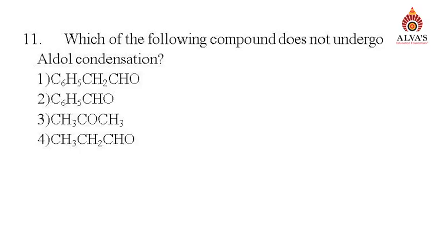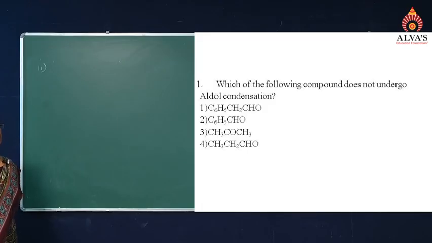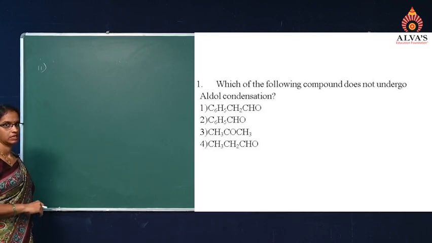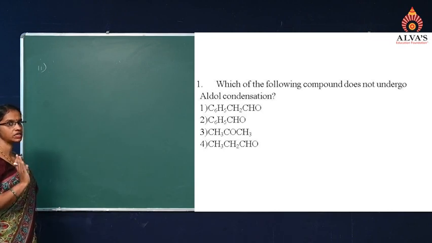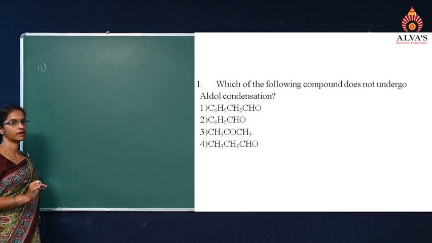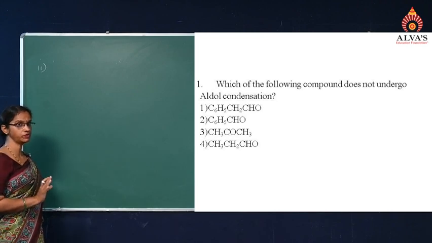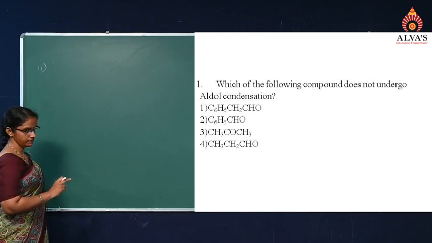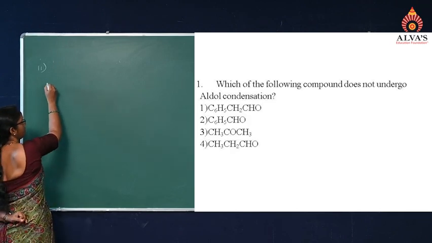Which of the following compounds does not undergo aldol condensation? We have four options. Now remember that compounds which undergo aldol condensation have to have alpha hydrogen. So if it is not undergoing aldol condensation, it does not have alpha hydrogen. So I have to look for a molecule which does not have alpha hydrogen.